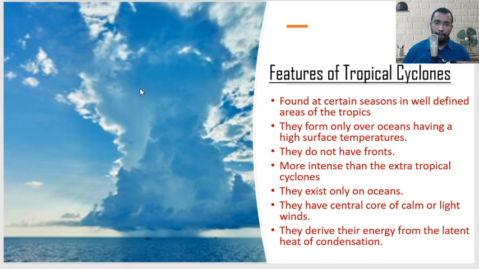So we are very clear about what tropical cyclones are and how they originate. And features. Where do we find this? Found at certain seasons in well-defined areas of the tropics. Why do we say at certain seasons? Within the tropical region, only when there is proper warming up of the oceans is there a good chance for the origination of tropical cyclones. And if you don't have a good amount of warming up of the oceans, you are not going to see the origination of tropical cyclones.